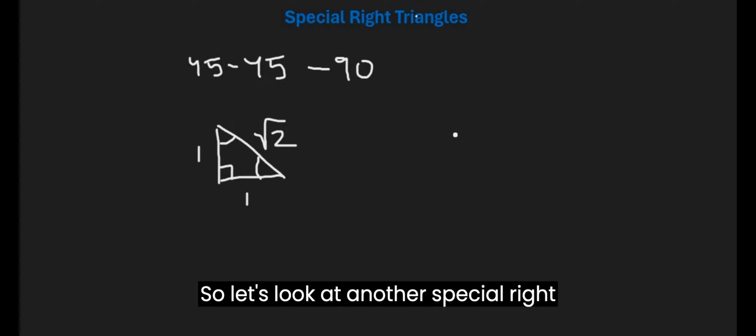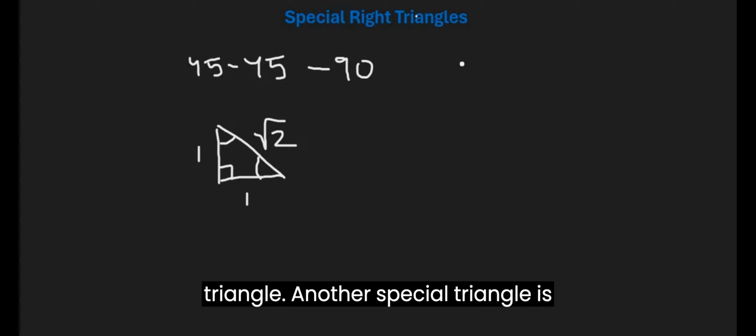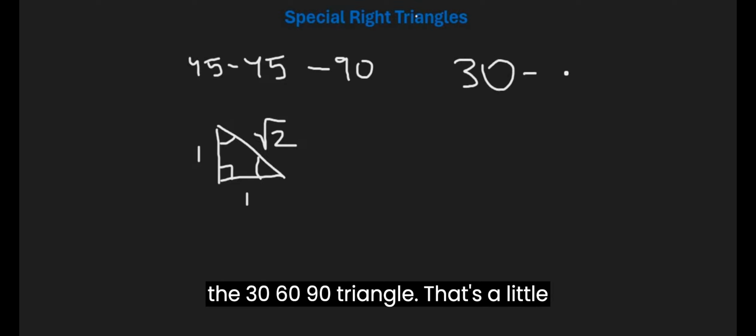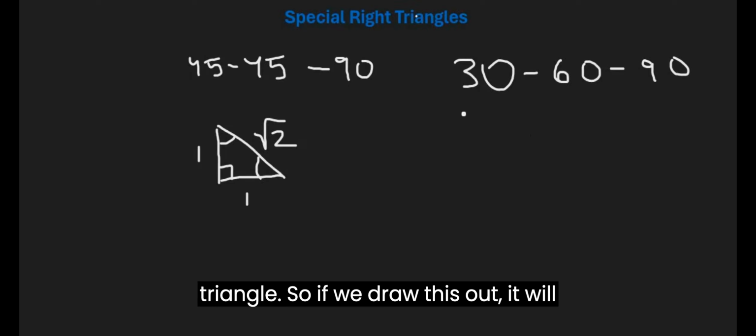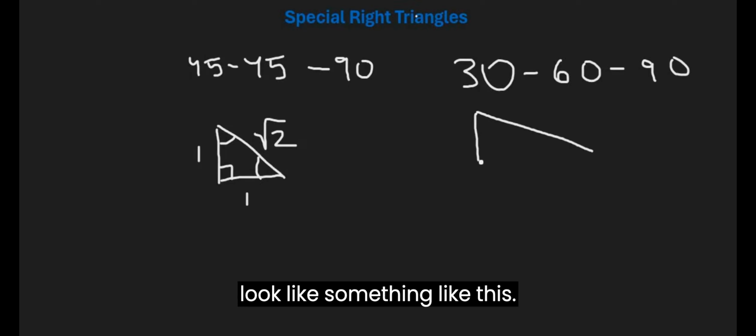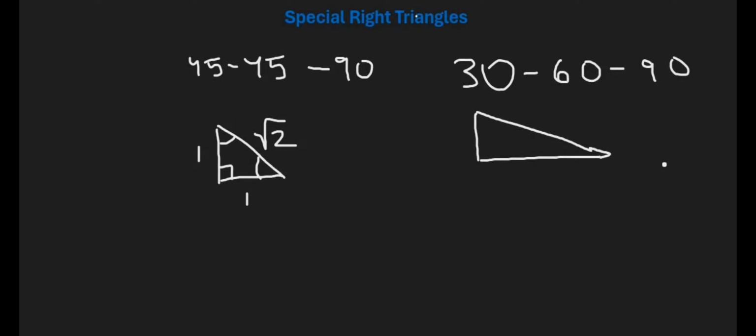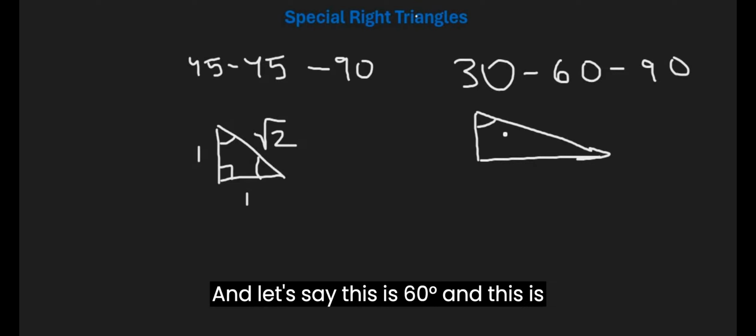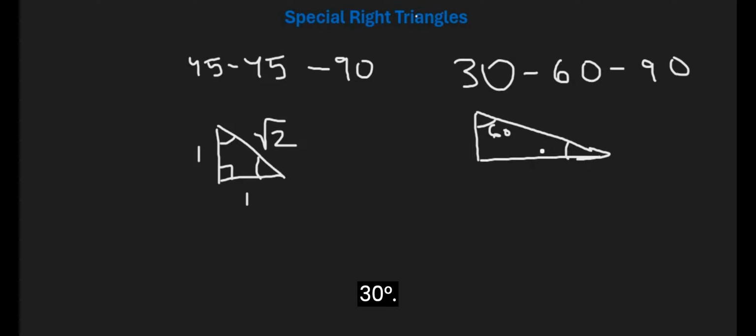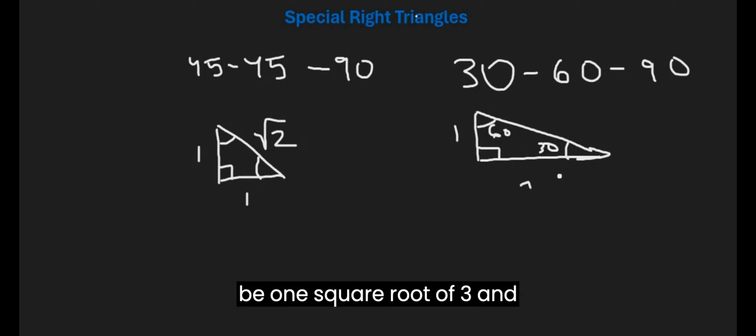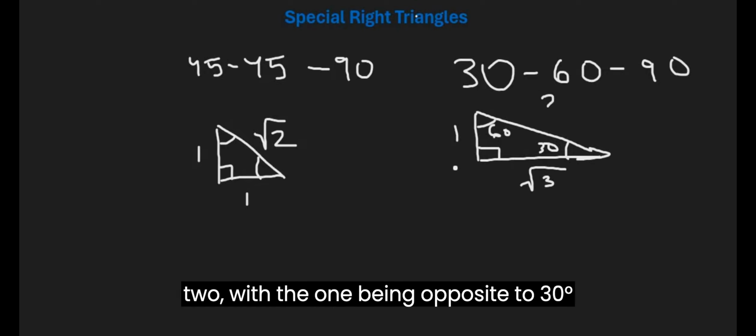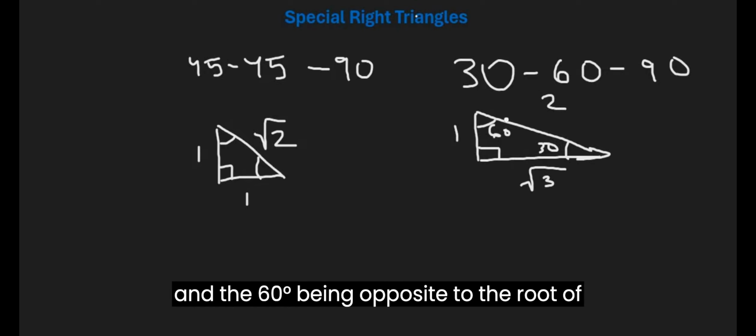So let's look at another special right triangle. Another special right triangle is the 30-60-90 triangle. That's a little different because it's not an isosceles triangle. So if we draw this out, it will look something like this. And let's say this is 60 degrees and this is 30 degrees. The side length measures for this one will be 1, square root 3, and 2, with the 1 being opposite to 30 degrees and the 60 degrees being opposite to root 3.